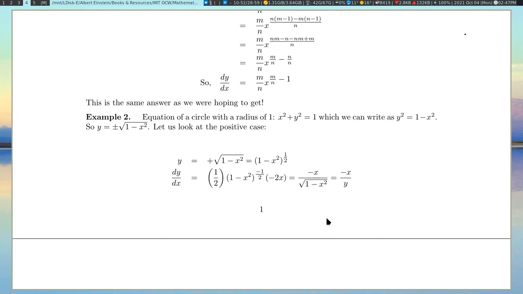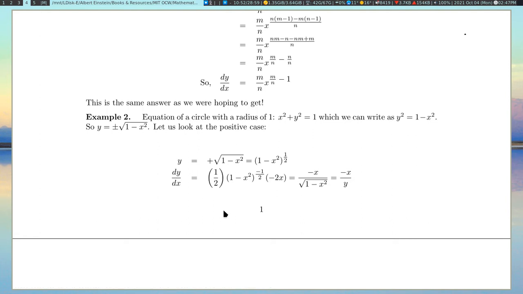Now we're going to see something else. So we know that the unit circle can be written as x squared plus y squared equals 1, right? And well, what you can do is you can have it as an equation of y with x. So you write y squared is equal to 1 minus x squared. Okay, so what is y? Well, y is plus minus square root of 1 minus x squared.